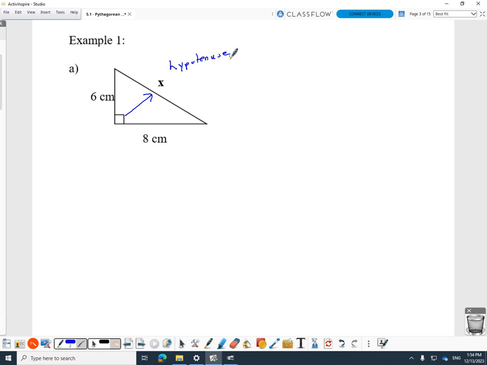There is another way to know what the hypotenuse is, and some people like this better. The hypotenuse is away from the 90. That's true, and that's what my arrow shows. But there's something else true about the hypotenuse. How is the hypotenuse different than the other two sides? It's the longest one. That's key. It's got to be the longest side.